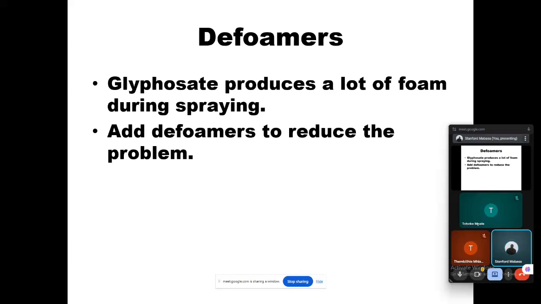Now, there are some herbicides, particularly glyphosate, that can produce a lot of foam during spraying. Even when you are measuring, you may not know how much you want to apply. It's difficult to measure with a lot of foam. So you can add defoamers to reduce this problem.